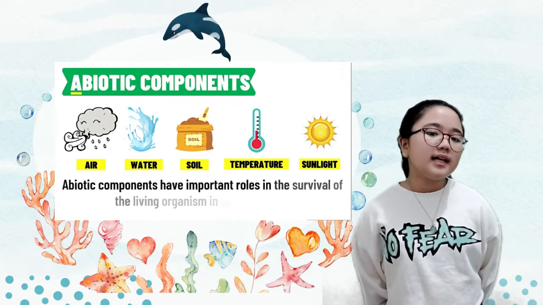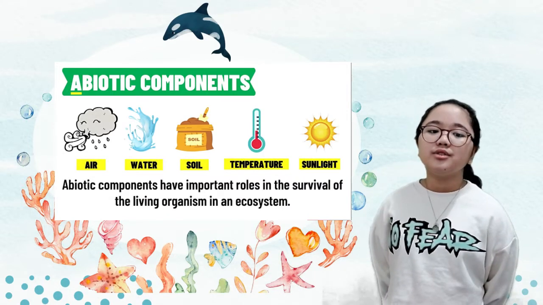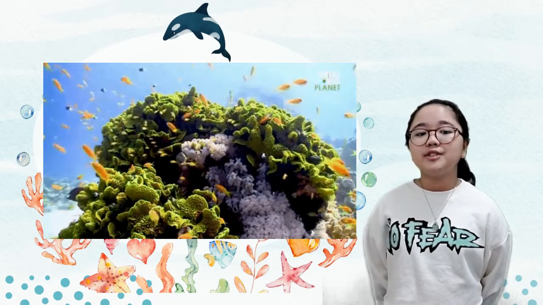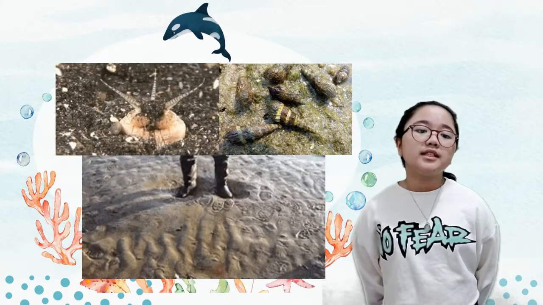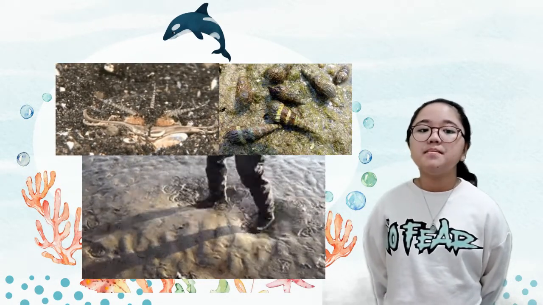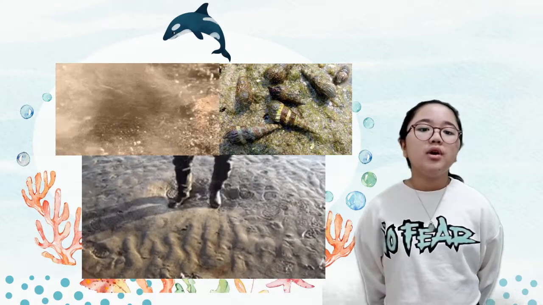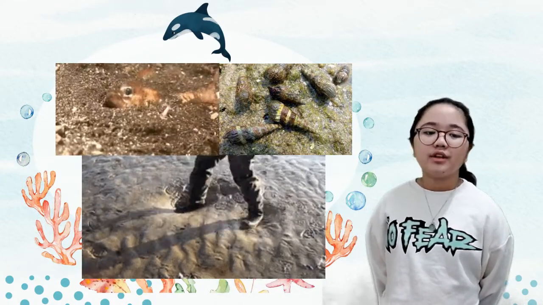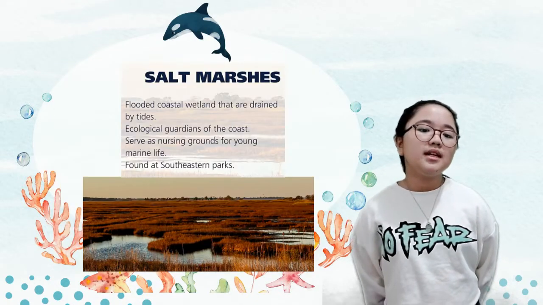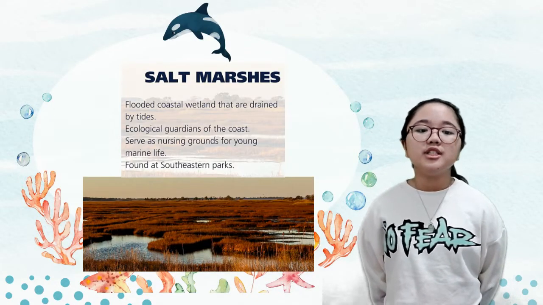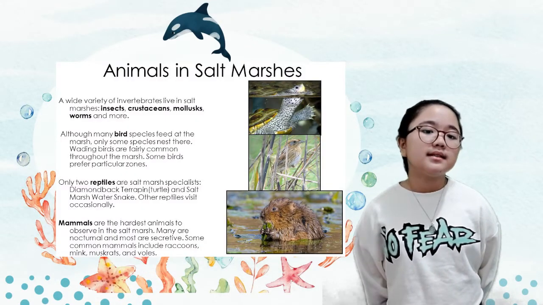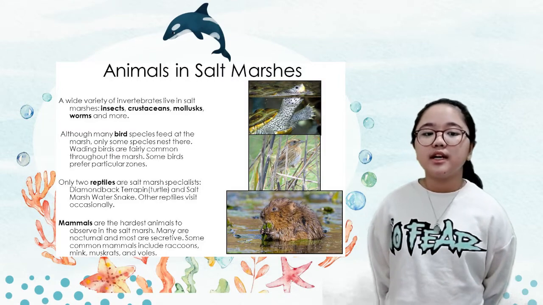Now, what are the habitats found in the intertidal zone and estuary? First, the coral reef. It serves as a sanctuary for young fishes. Second, the mudflats, where we can find crabs, migratory birds, sand dollars, mussels, clams, mollusks, and seashells. Third, the salt marsh. This is an area which is filled with seawater during high tides and drains when it is low tide. We can see clams, oysters, mussels, snails, and shrimps in this area.